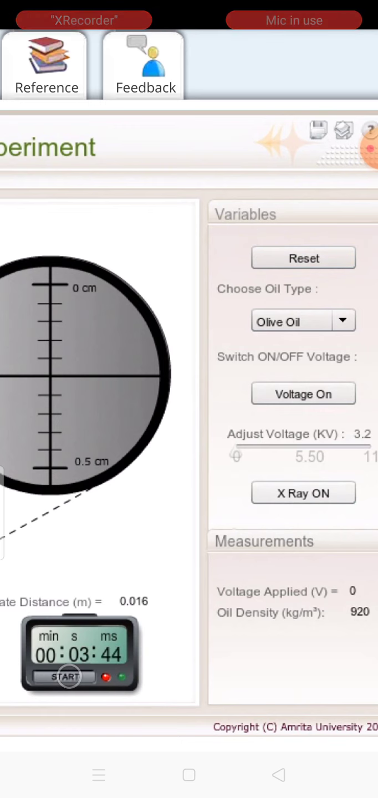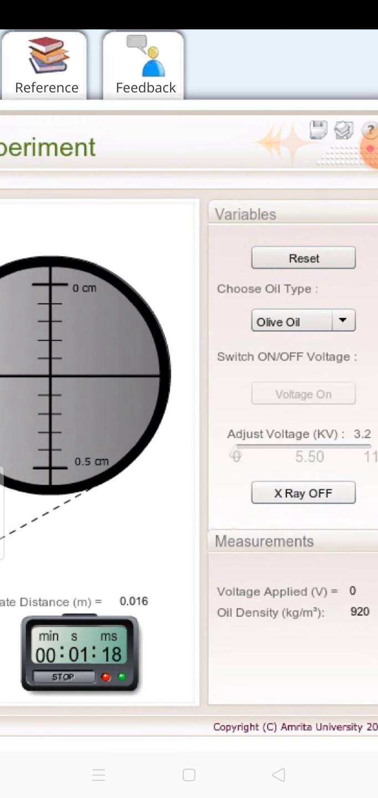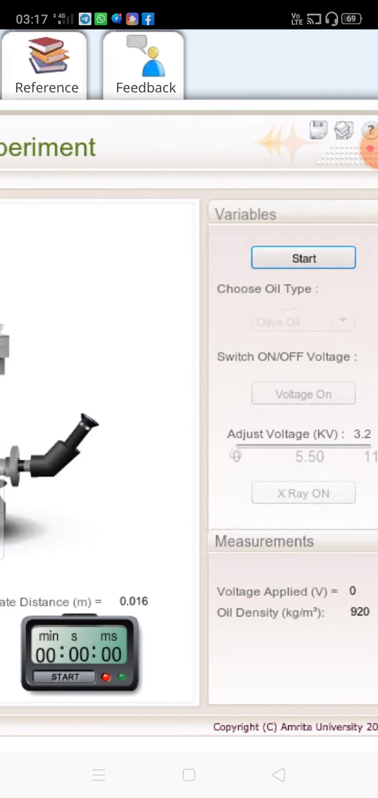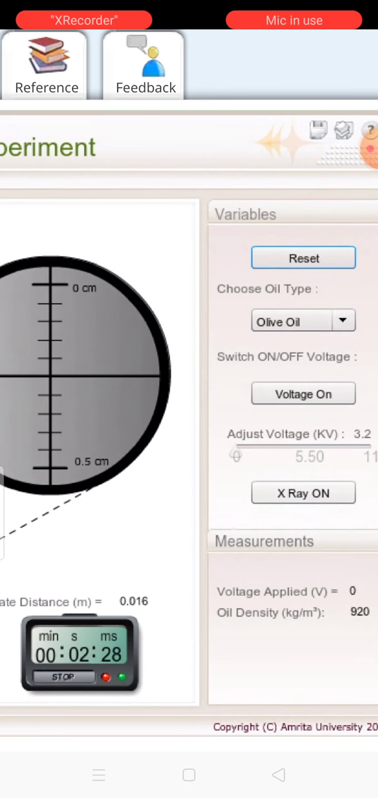X-ray on, stop it, then X-ray on, off, stop, double click, X-ray on, reset, start, stop, X-ray on, going down, X-ray on, ball is coming, start the time, it's coming down, stop.